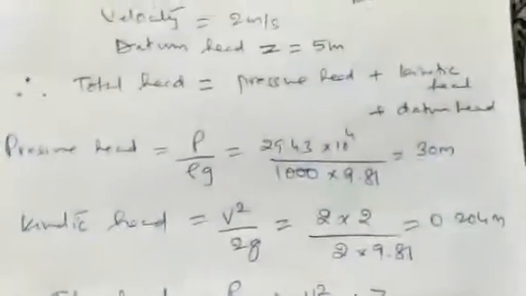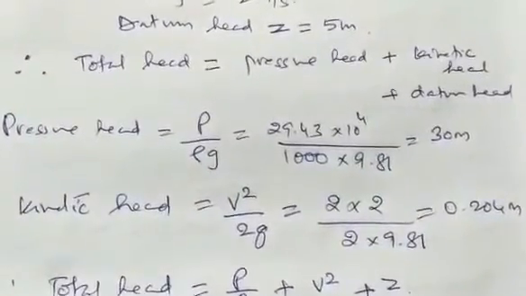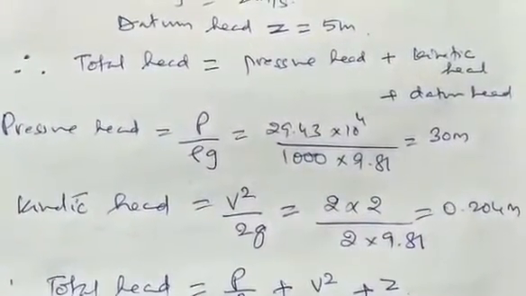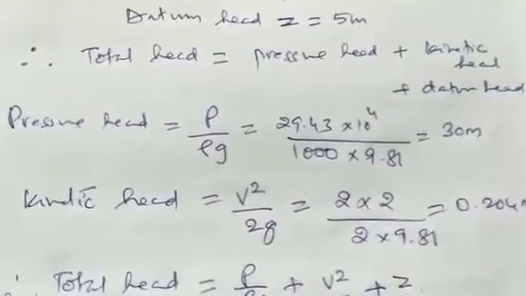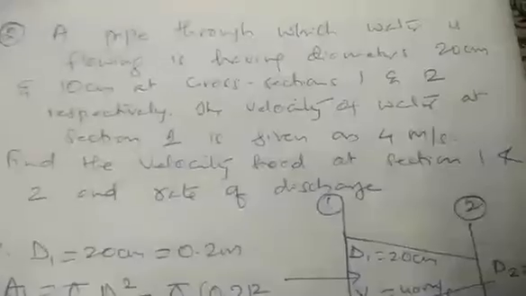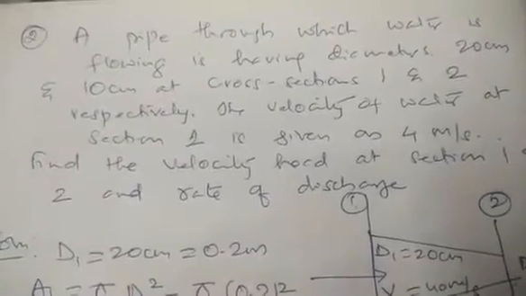So this is one example of Bernoulli's equation where you are calculating the total head based on parameters such as pressure head, kinetic head and the datum head. Now let us solve the second problem.